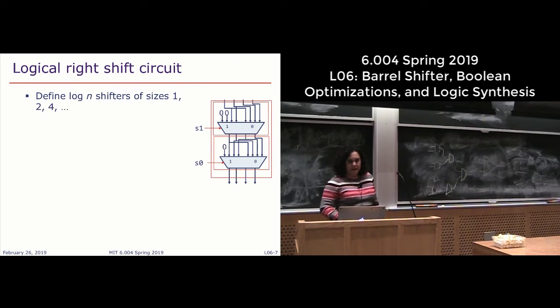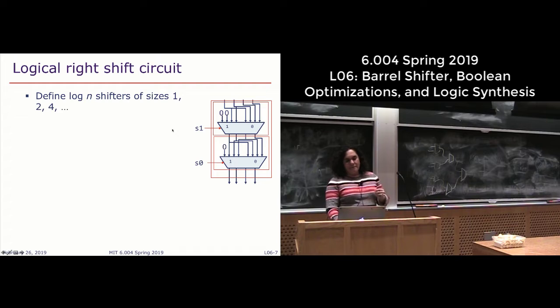Great. All right, so now let's take the last step, which is to actually build a logical right shift circuit that can shift anywhere from 0 to 31 bits. Actually, it can be 0 to n bits, and what I'm going to need is a bunch of shifters of sizes of powers of 2. And the number of shifters that I'll need is log base 2 of n.